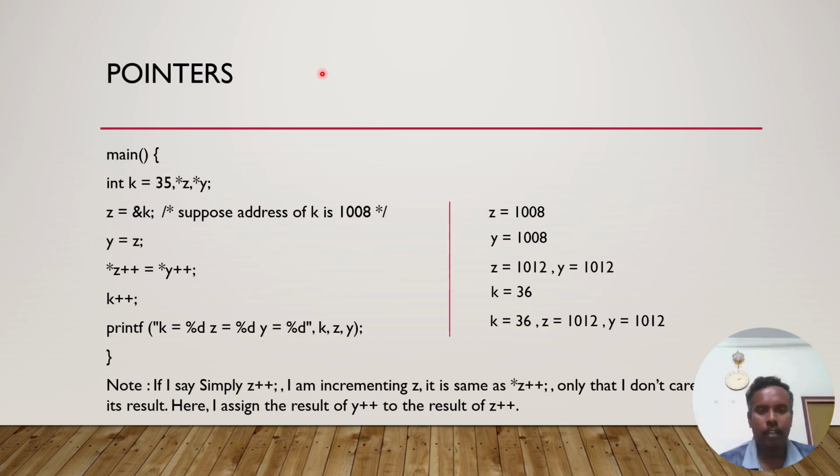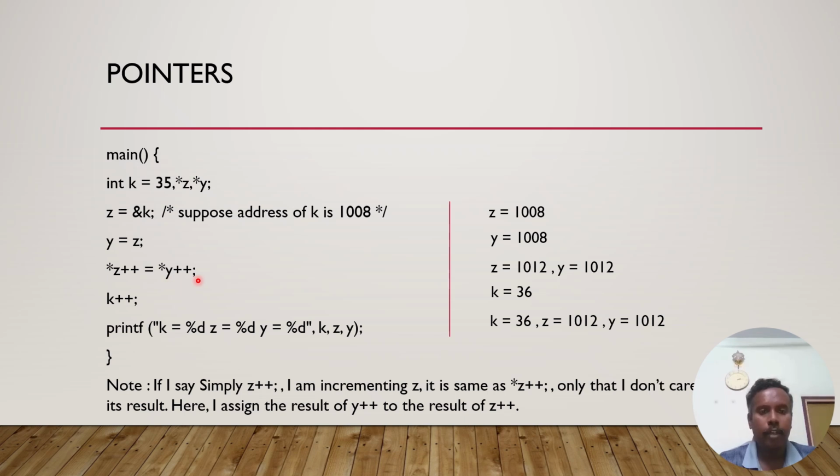Okay. Now we will look at an example of these pointers. Here k is equal to 35, and there are two pointers z and y. z is pointing to k and y is pointing to z. That means both y and z are pointing to this variable k. So here what is happening? star z plus plus equal to star y plus plus.